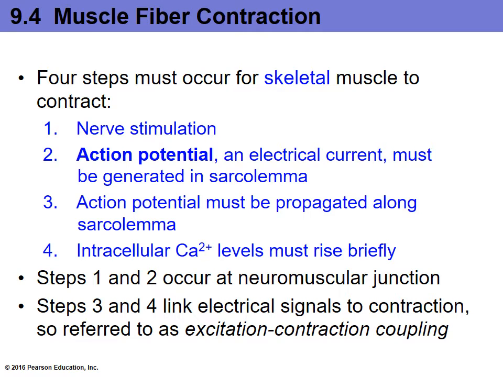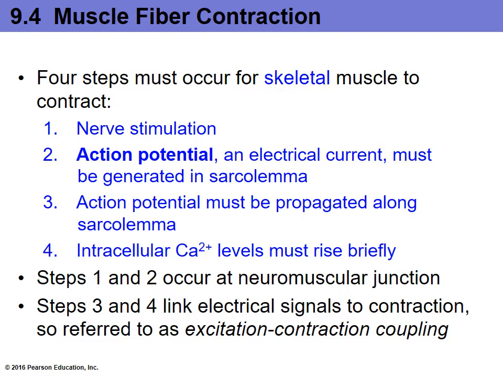And after that, you're going to notice the response that's being generated, including step number 2, which says that you need to generate an action potential, which is an electrical current that will be starting off in the sarcolemma. The third part means that we're going to have to amplify that action potential and propagate it along the entire length of the muscle fiber and allow it to also penetrate to the inside of the cell through the use of the T-tubules. And our fourth step will be the release of intracellular calcium.